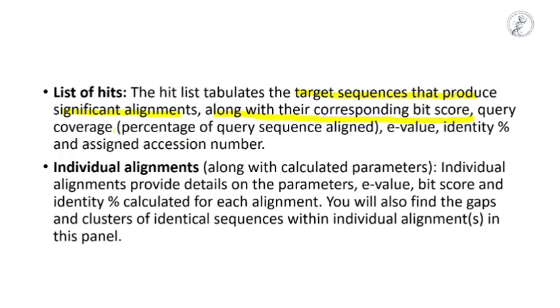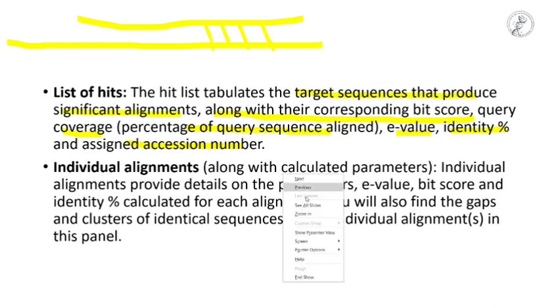And the query coverage, we have seen the query coverage: how much of the database sequence is covered compared to the query. That is, what percentage of the query is aligned with the database sequence. That is the query coverage we have already discussed. And the E value is there, identity percentage is there, and the assigned accession number is there. We already see that. And we can see the individual alignments.